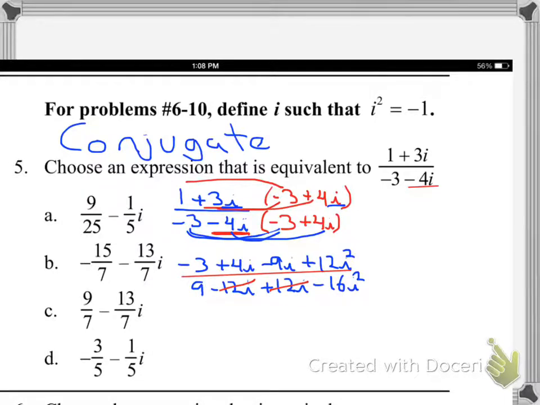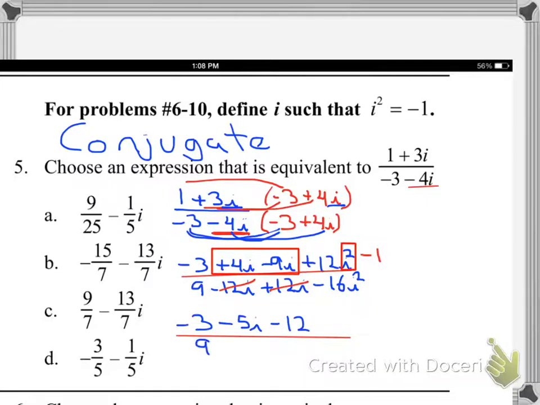Let's start with the numerator. On the numerator, we're going to combine all like terms. So we have a negative 3. And that gives me a negative 5i. We know that i squared is equal to negative 1. So we multiply 12 times negative 1, which will give me a negative 12. On the denominator, we have the 9. We know that i squared is equal to negative 1. So times a negative 16, that will give me a positive 16.